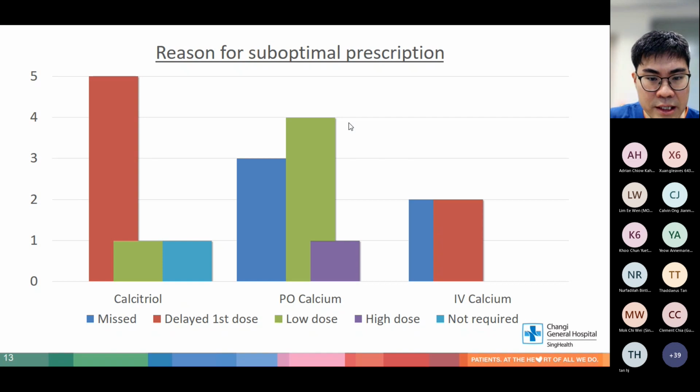IV calcium had a couple of issues. Sometimes, although the calcium was low, they didn't ink up IV calcium, or it may not be realized until the next morning when the morning team comes around, and then they order the IV calcium. Again, no specific fault of the junior staff, but I think it tends to be because of misinterpretation of the post-op instructions.